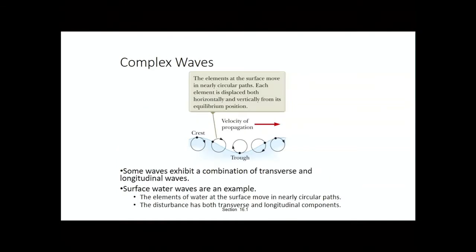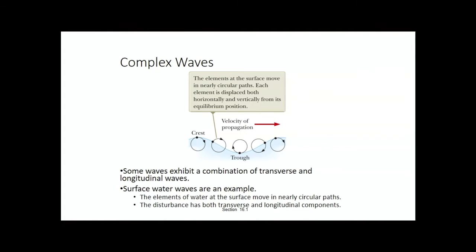But I can also have very complex waves. I can have combinations of transverse waves and longitudinal waves. I can have multiple transverse waves. I can have multiple longitudinal waves. And we get a bunch of different things that are happening as we have a wave go through. So we can exhibit both. Surface water waves are an example. The elements of the surface move in nearly circular paths, and the disturbance is both longitudinal and transverse.